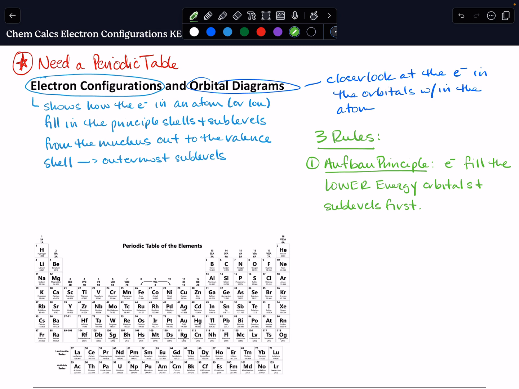If you're looking at a particular atom and you're looking where the electrons are, you shouldn't see any gaps. You shouldn't see that the electrons have skipped over an orbital or a sublevel or a principal shell. They have to fill from lowest energy out to higher energy. So just make sure when you're writing your electron configurations or filling in those orbital diagrams that you don't have any gaps in there.